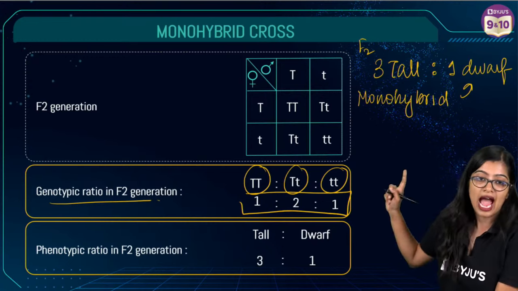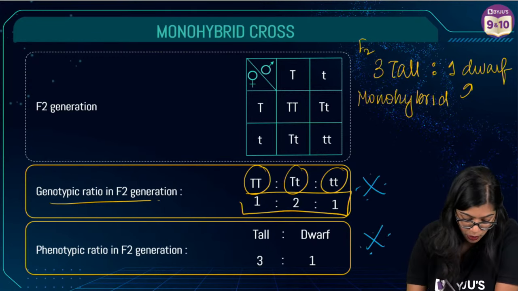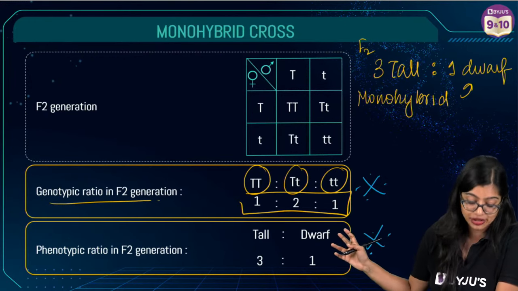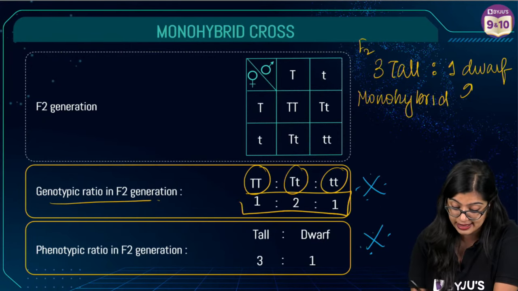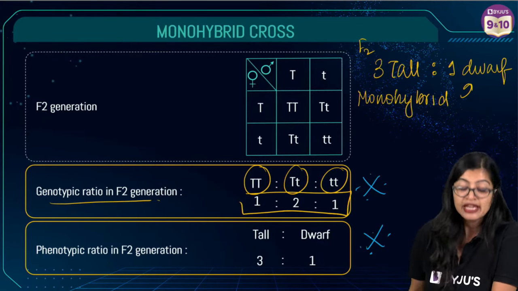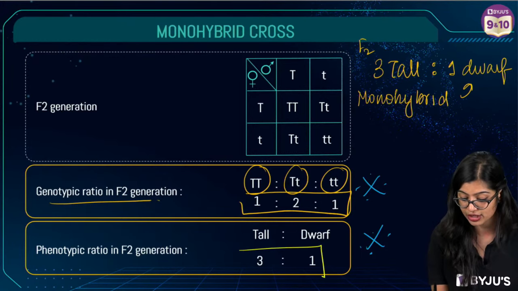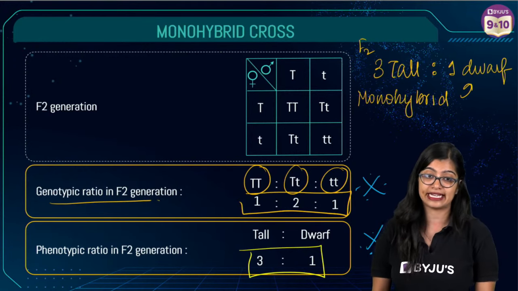Okay, Aditi? And now to wind up, I need you all to make a quick note of both the genotypic and phenotypic ratios. So in F2, the genotypic ratio of the monohybrid cross is 1:2:1. The phenotypic ratio in the F2 generation is 3:1. Okay, so very simple and easy.